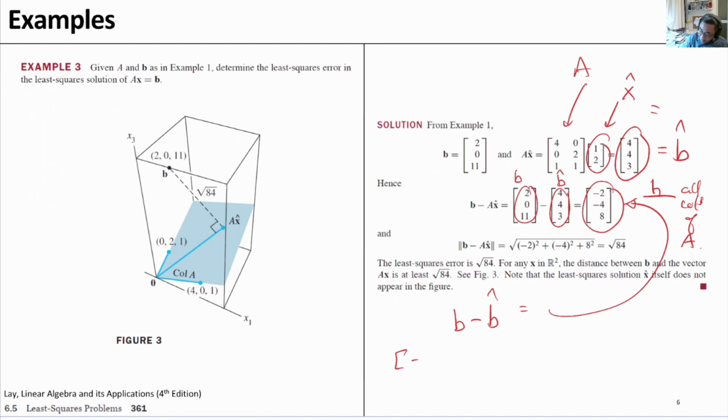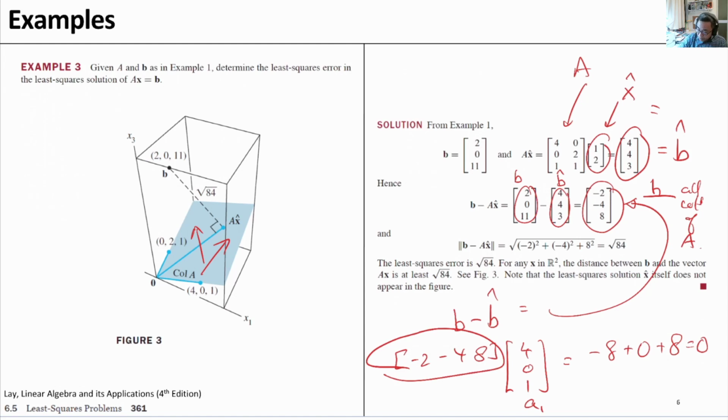So if you try minus 2, minus 4, 8 versus the first column 4, 0, 1, you will see that the answer is minus 8 plus 0 plus 8, which equals 0 for the first column A1. You can try it for the second column and you will get the same. In fact, you can take any linear combination on this blue plane and it will still be orthogonal to E, the error vector.